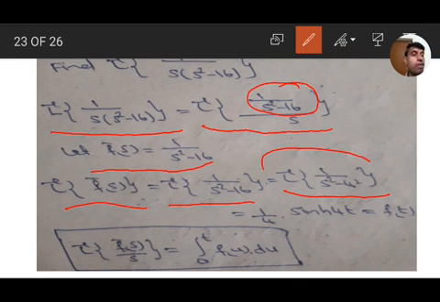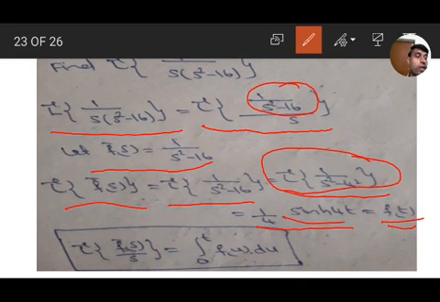So it is of the form L inverse of 1 by (s square minus a square), which equals 1 by a into sinh of at. Here a means 4, so 1 by 4 into sinh of 4t, that is f of t. So we know the formula already. Here f bar s equals 1 by (s square minus 16) and its inverse Laplace transform is 1 by 4 into sinh of 4t, that is f of t.